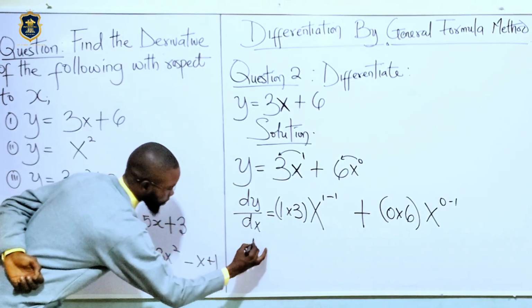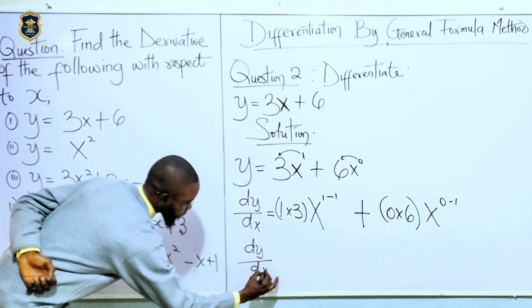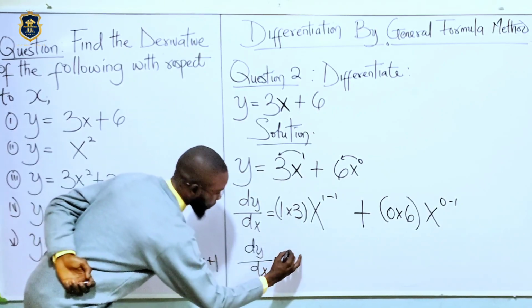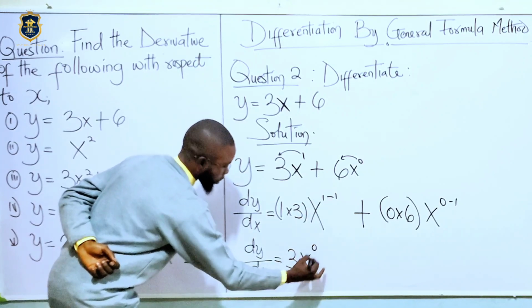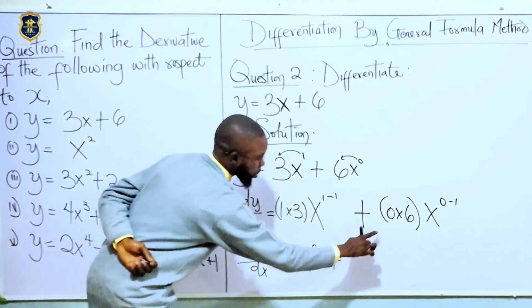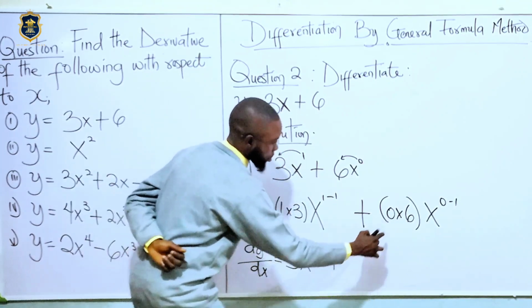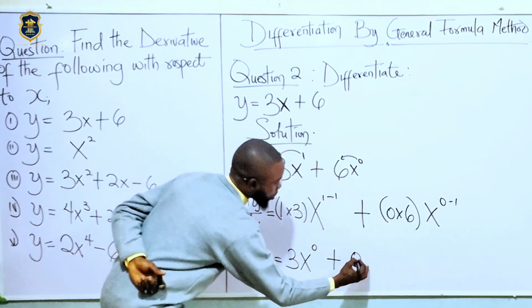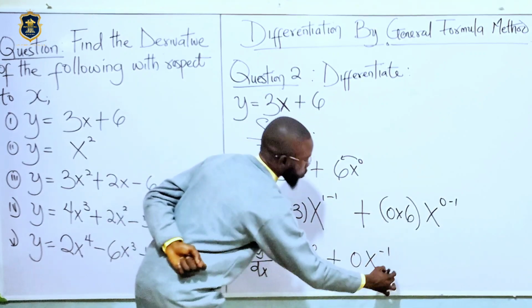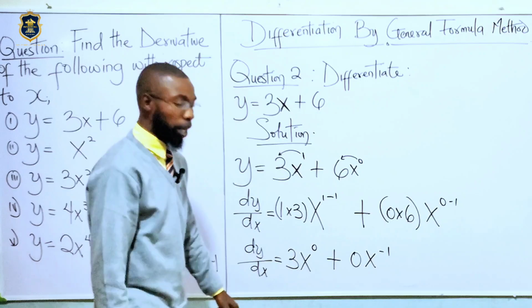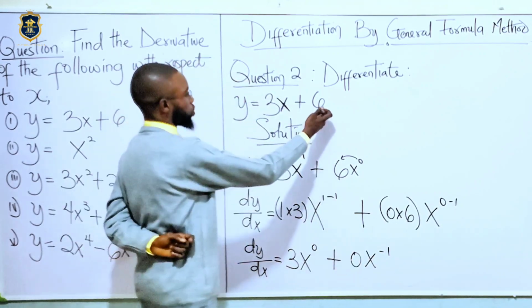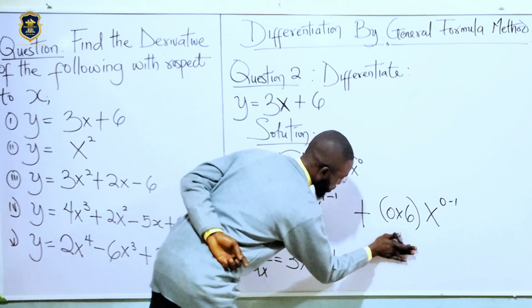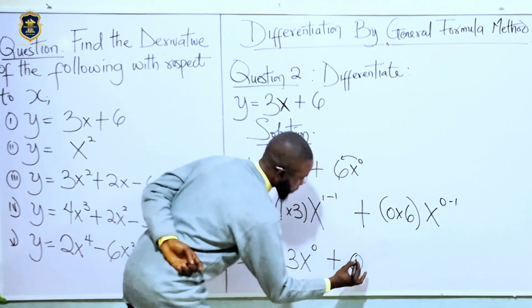In doing this, our dy over dx gives us what? 1 times 3 will give us 3, right? And x to the power 1 minus 1 is 0, plus what? 0 times 6 is 0. Okay, let's just take it slowly. 0 times x to the power 0 minus 1, which is minus 1. But we know that 0 times this x to the minus 1 is 0. So this is a constant number. We should know it's 0. We've talked about it. Everything here is 0.